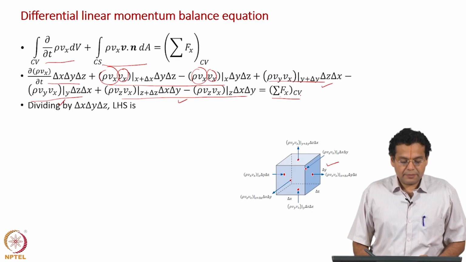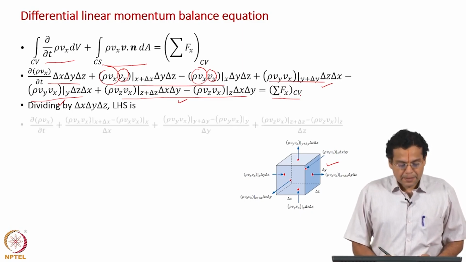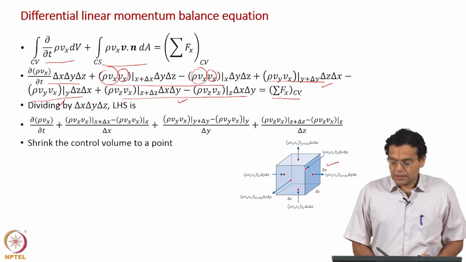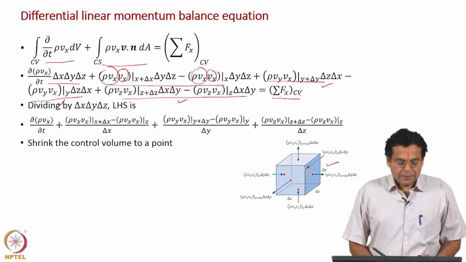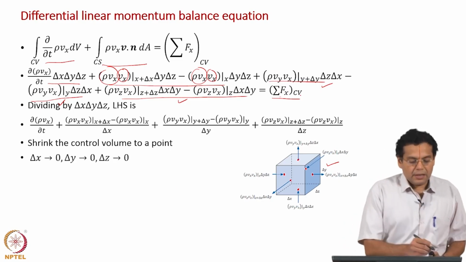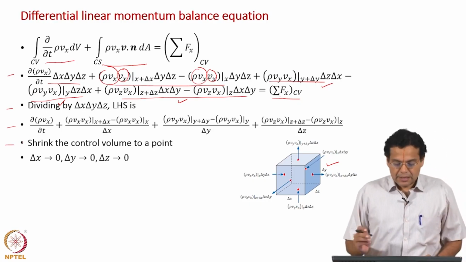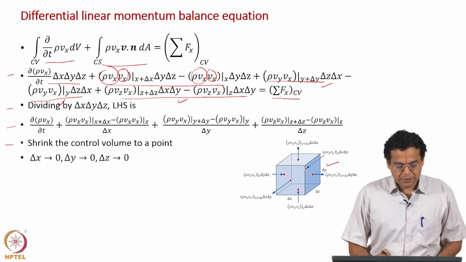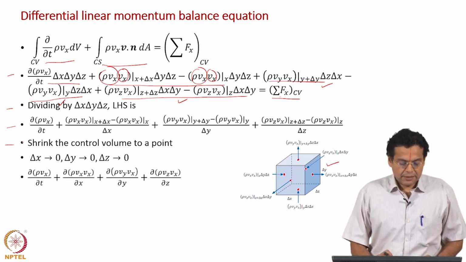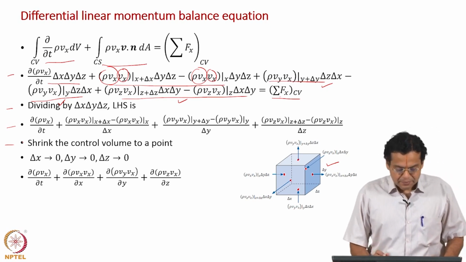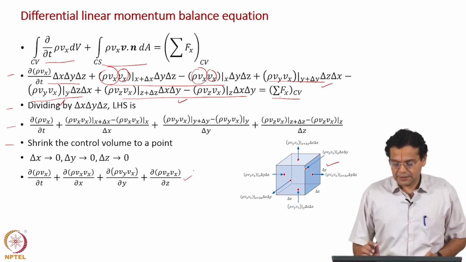And we divided by delta x, delta y, delta z, and then got this expression, and then we shrink the control volume to a point because we want to derive expressions valid at every point, and these expressions are written for average values of density, velocity, etc. Once we shrink, they become point values or local values, and we get this differential expression for the left hand side of the linear momentum balance. So this we have discussed already. So the left hand side is ready with us.